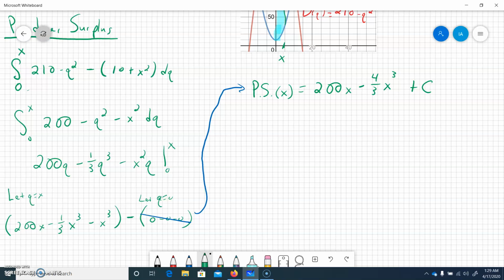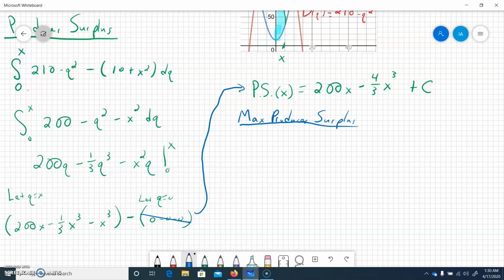So what we got here is something that gives the producer surplus. If we picked a value here, which is a quantity, and plugged it in, we could get the producer surplus. But we want to maximize that. So let's just use a different color. Max producer surplus.